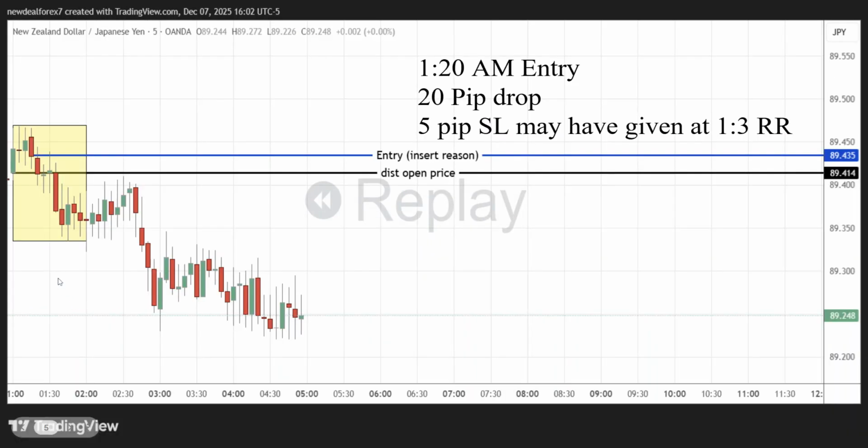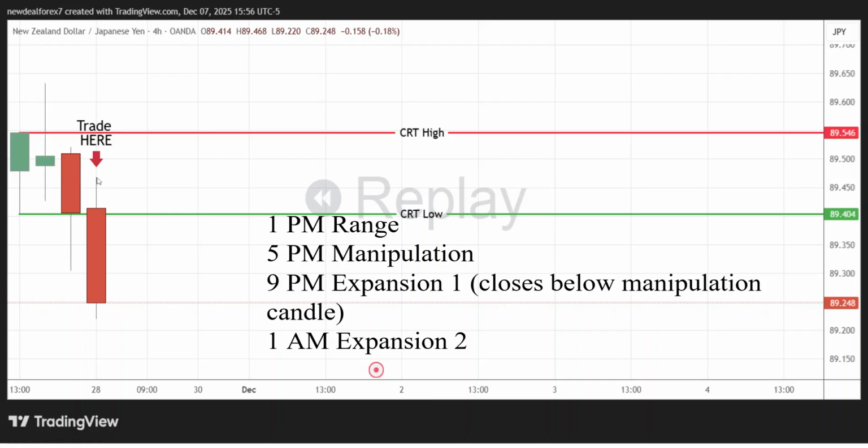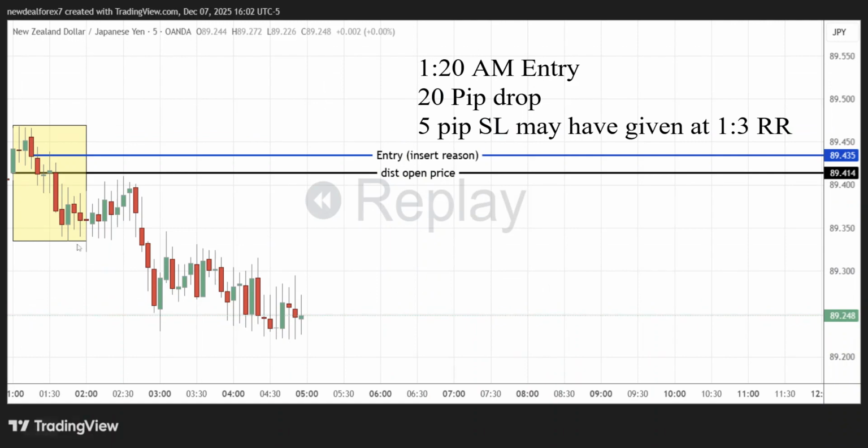So this will be a 1:20 a.m. entry. This is the 5-minute chart. This box represents the first hour of this candle right here. Because we're counting on this to be an expansion candle, we're only going to give it 1 hour to start moving in the direction that we want to see. If it doesn't do that, we scratch the trade. So the best entry here would have been at about 1:20. Could have done a 5-pip stop loss and a 20-pip take profit. So might have at least gotten 1 to 3, 1 to 4 off of that one.